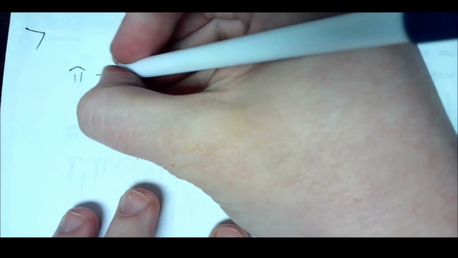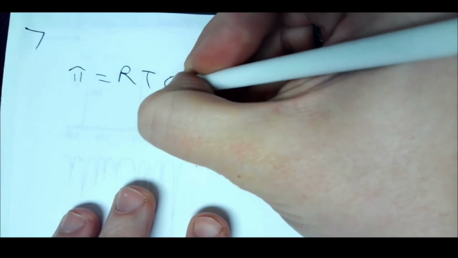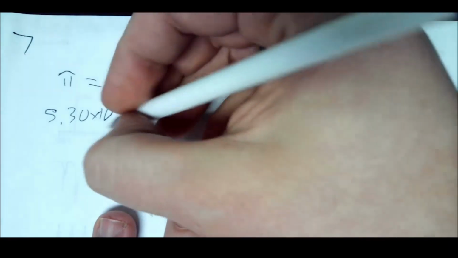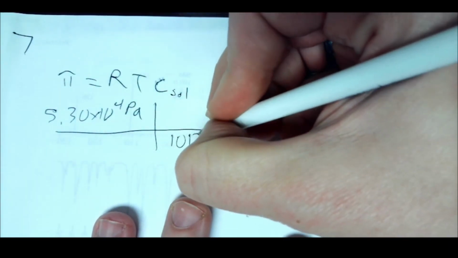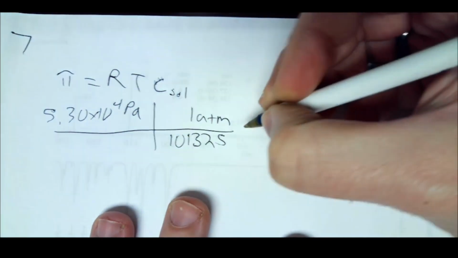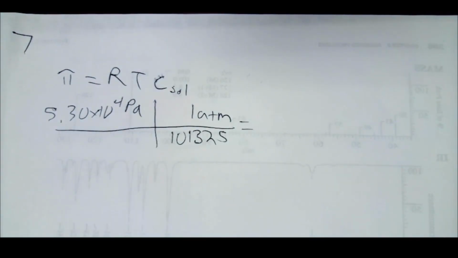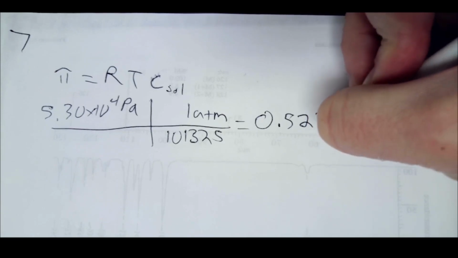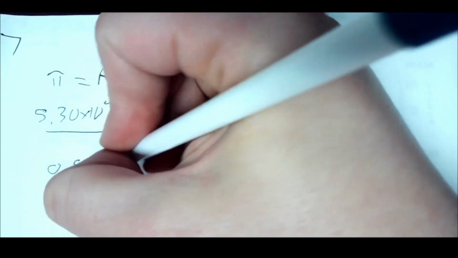That osmotic pressure is equal to RTC of our solute. Now, given the osmotic pressure is 5.30 times 10 to the 4th pascals, we need to convert that into atmospheres. So start with 101,325 pascals is 1 atmosphere. That gives an osmotic pressure of 0.52307 atm.